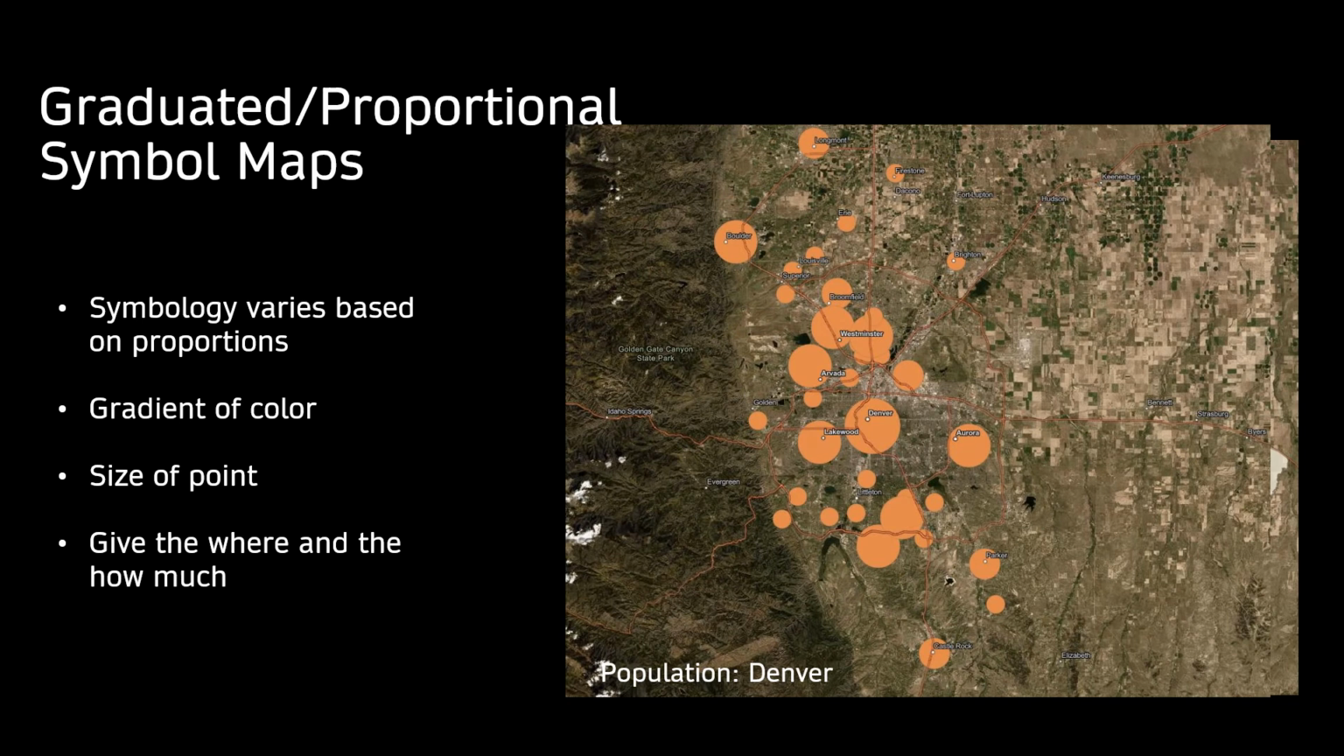Similarly, we can use the size of a point to represent this kind of data. So this is again looking at population level data in the Denver area, but each city is represented by a point, and that point is represented by a size based on the population of that city. So graduated proportional symbol maps give the where and the how much of the data that you're looking at.